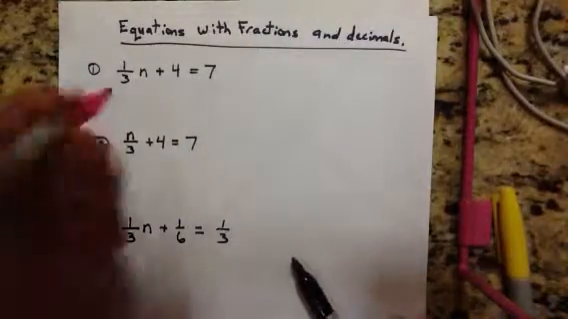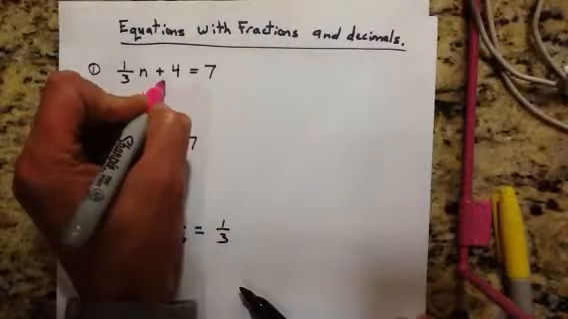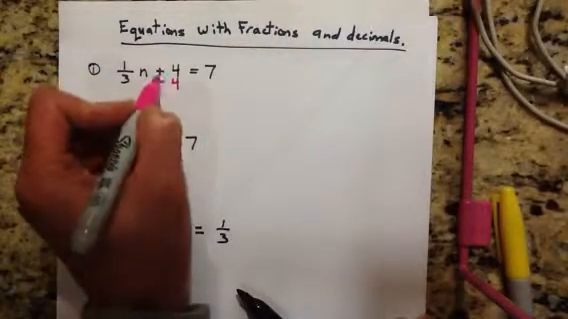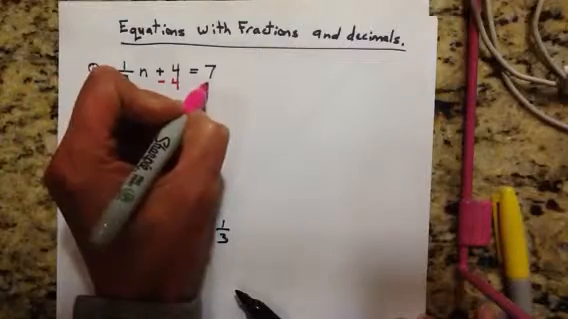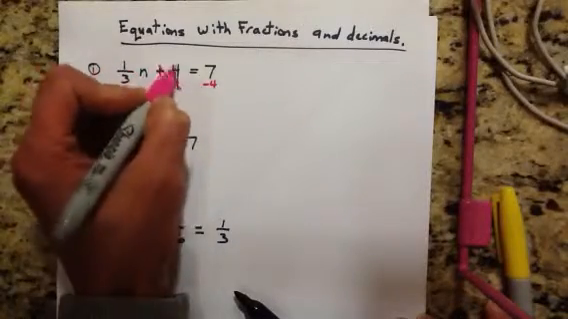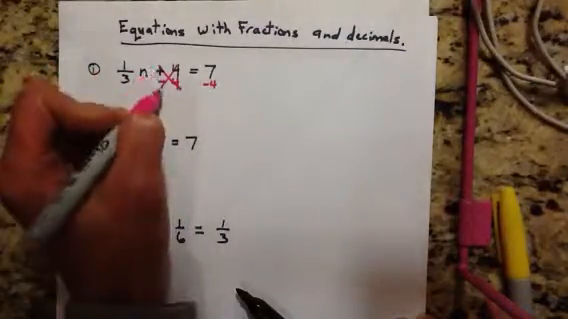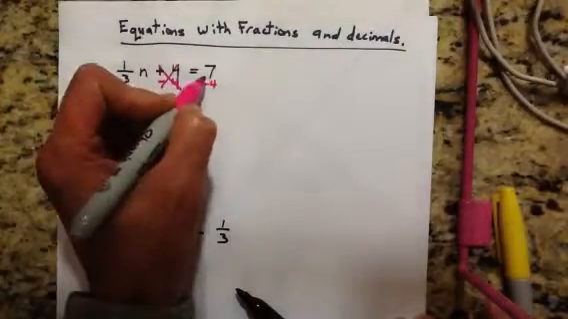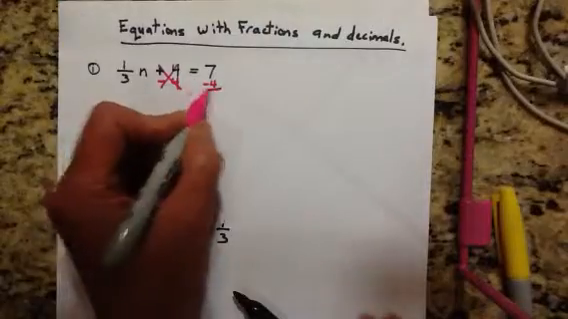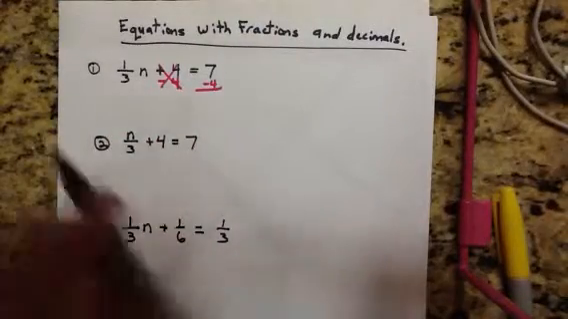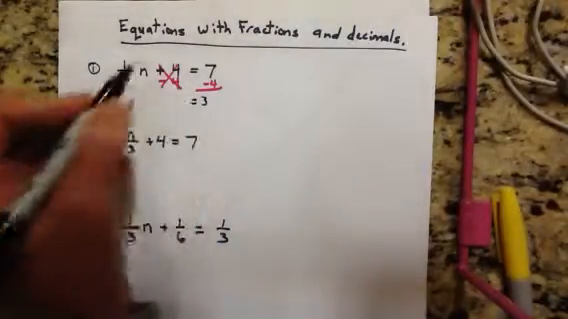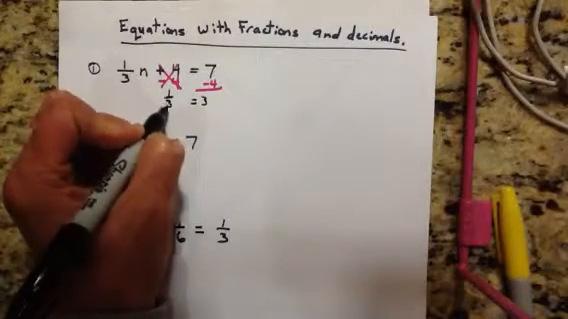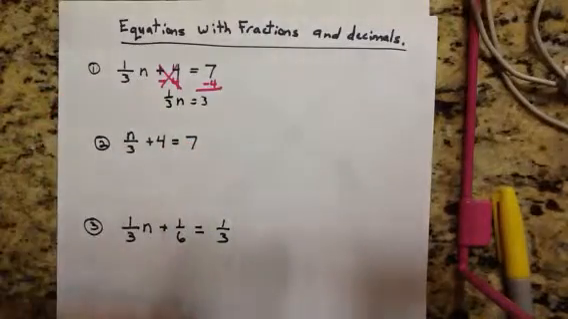So in the first problem, I'm going to subtract 4, which is the opposite of adding 4, from both sides. And that, a positive and a negative, they eliminate each other. They become 0. And 7 minus 4 is 3. So 3 equals 1/3 times n.